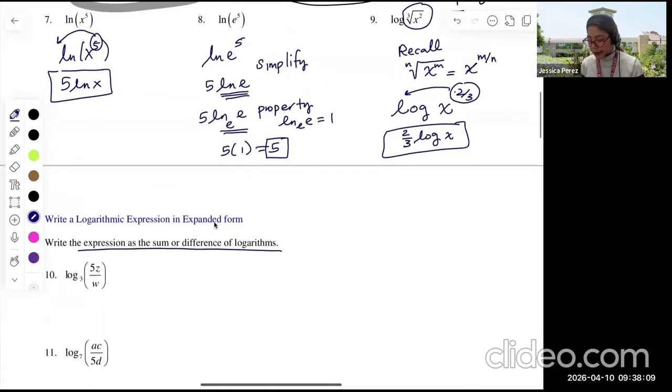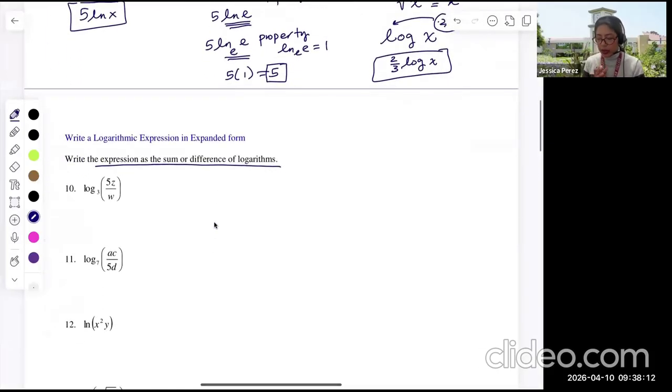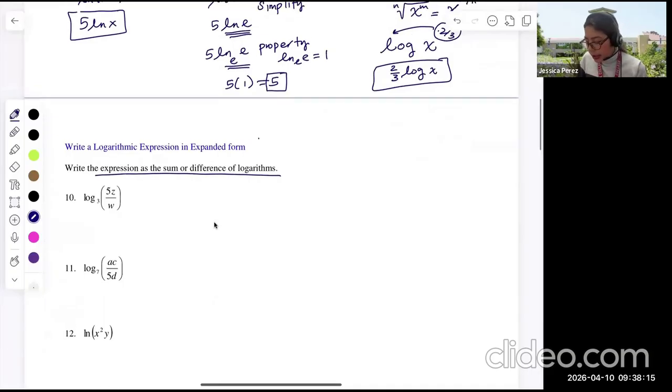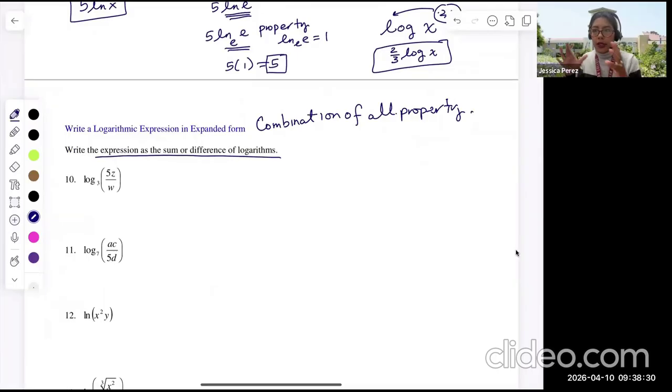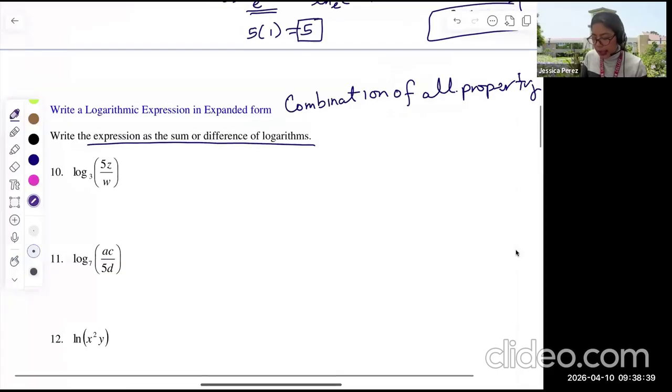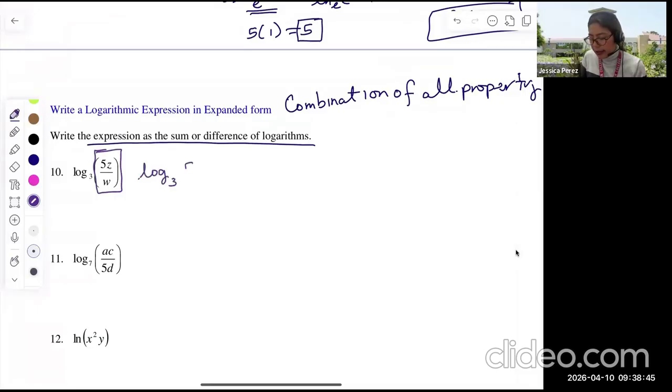Now we want to write the expression as a sum or difference. So this is now going to be the combination of all the properties. We're going to use the information that we just learned, do all of the properties together, and then simplify what we're given. So the first thing we want to notice is that I have a division. I have log base 3 of 5z minus log base 3 of w.